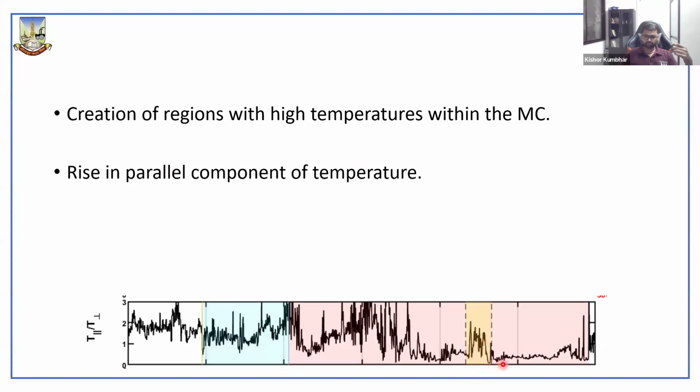Furthermore, in our observation, we found that the presence of the KAWs causes a rise in the parallel component of the temperature. That is, it basically increases T parallel upon T perpendicular. Or if I follow the standard notation, it decreases the temperature anisotropy of the system.